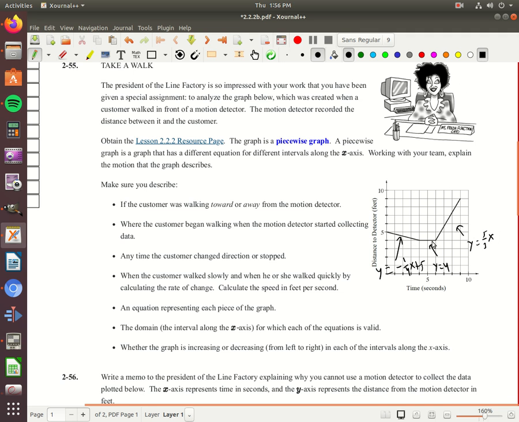and 1, 2, 3, I'll go down 10 more. So 4 minus 10 is minus 6. So I think this one, I'm not sure. I think that's the equation. The bottom line is we have 3 different equations for each different piece of the graph.